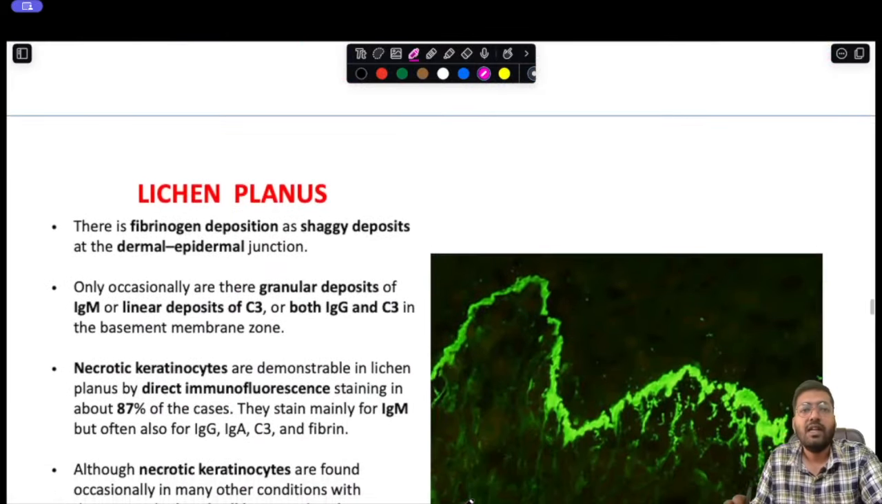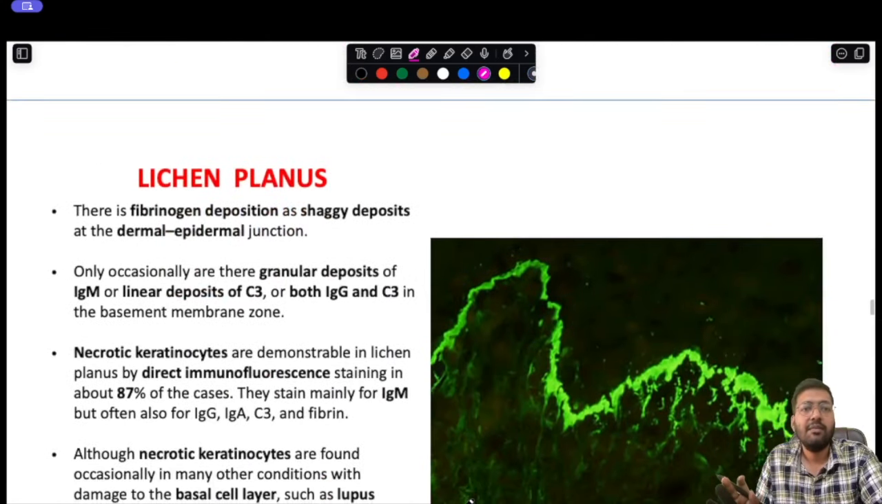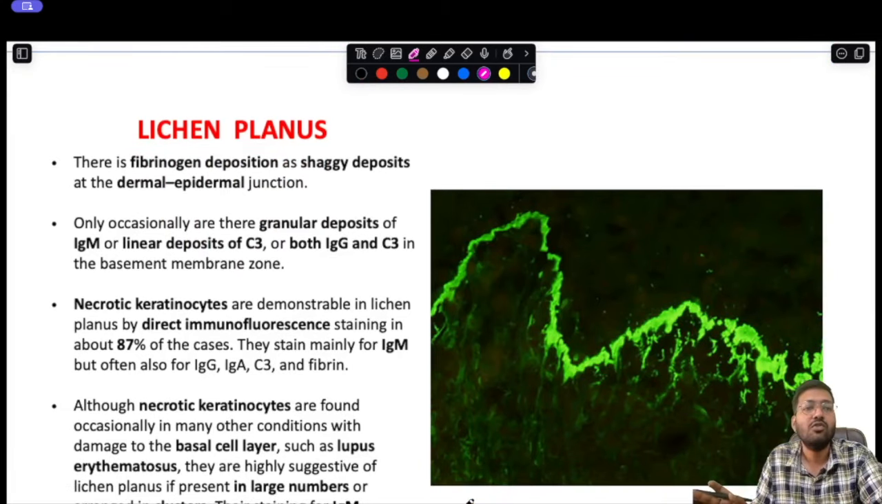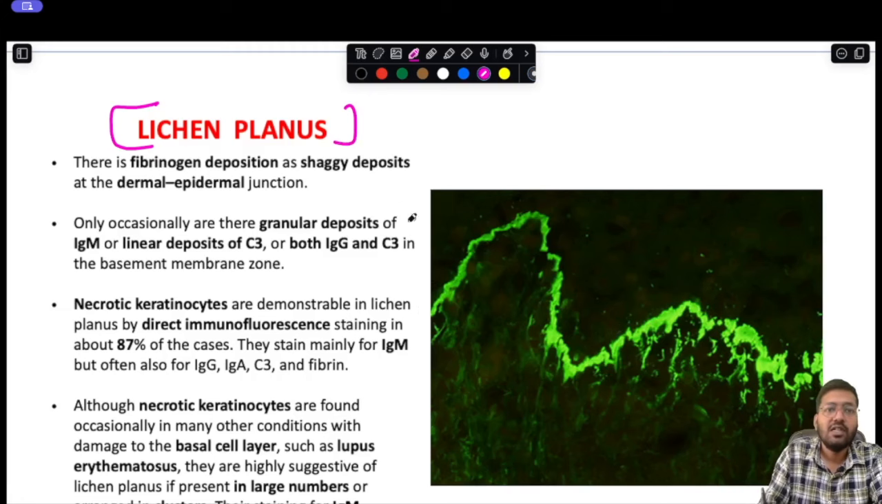Now we have already covered most of the vesiculobullous lesions. Now we are going to some other conditions, for example, chronic inflammatory dermatoses. Not all the conditions are diagnosed using direct immunofluorescence. So we are discussing one of them, that is lichen planus. Over here you are going to see that at the dermoepidermal junction you can see the fibrinogen deposition as a shaggy deposit. They are shaggy like this.